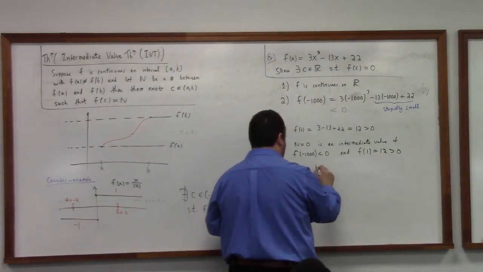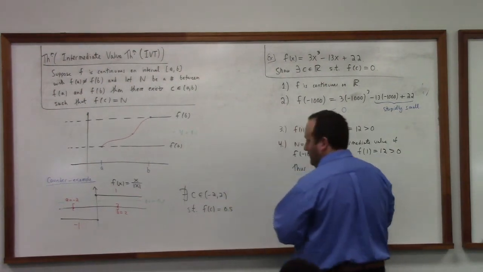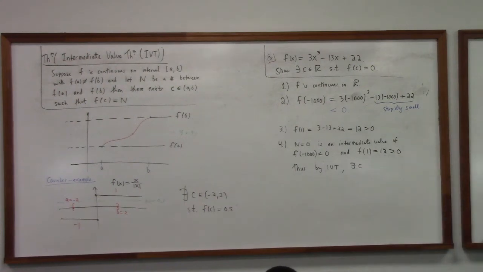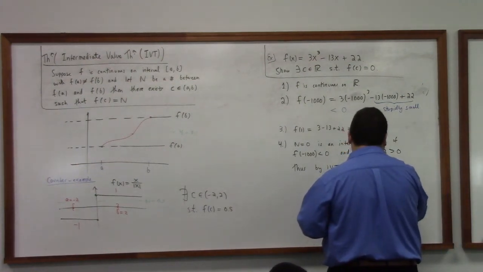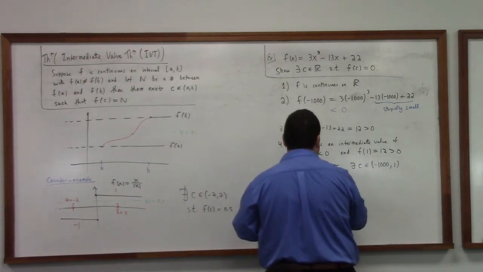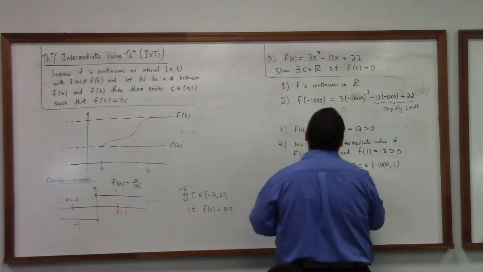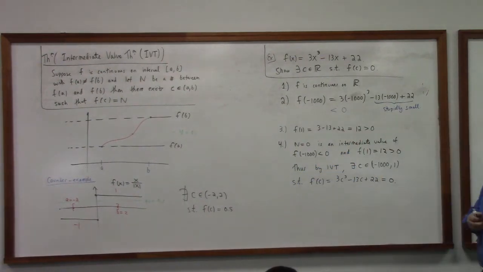Thus, by intermediate value theorem, there exists C, right? In fact, C where? Here's where my greed has not paid off. All I can say is that there's some C between minus 1,000 and 1, such that f of C, which is, by the way, equal to 3C cubed minus 13C plus 22, is equal to 0. So the intermediate value theorem doesn't tell you what makes the function 0, but it does say that the function's 0 somewhere.